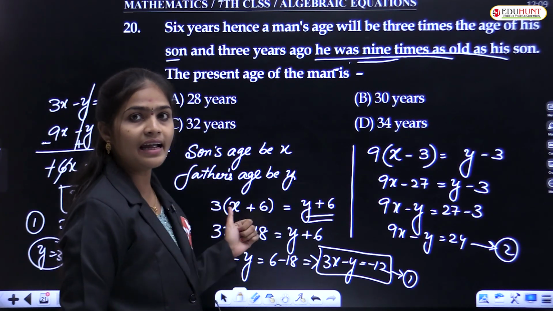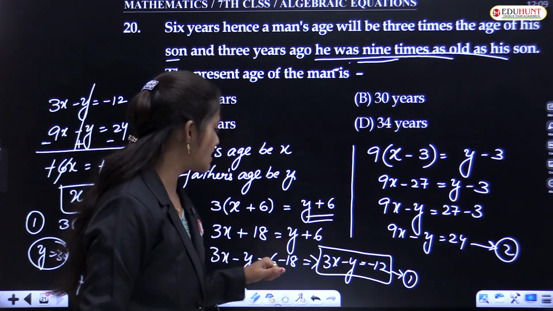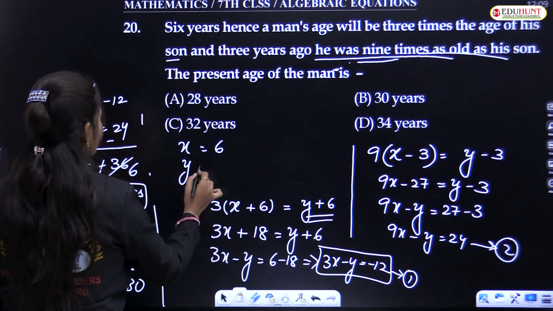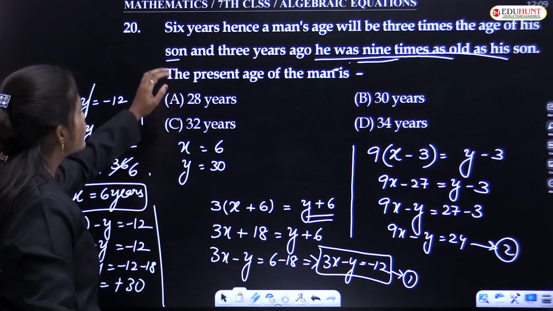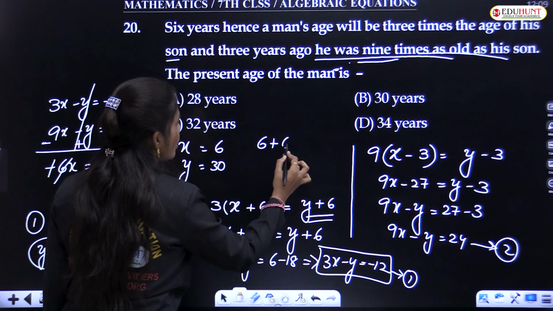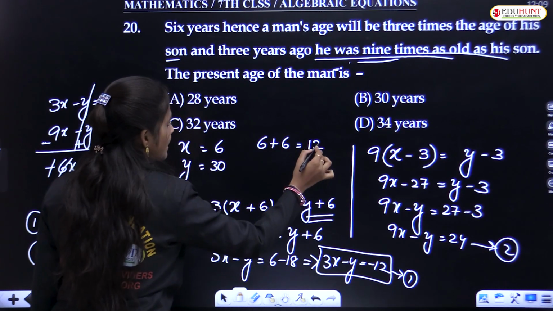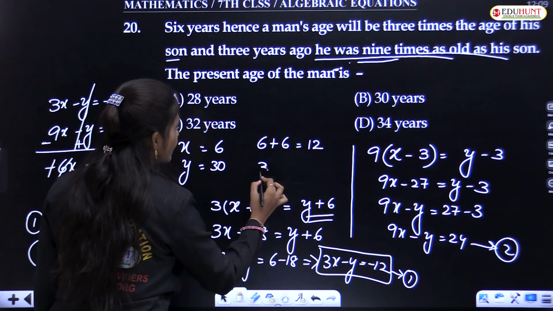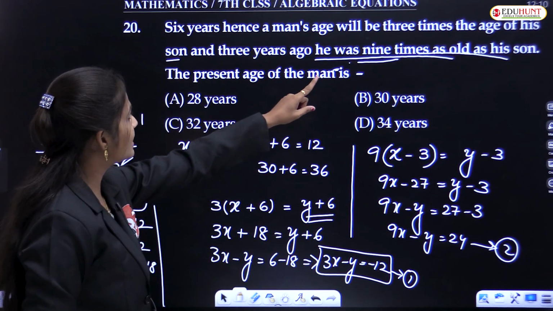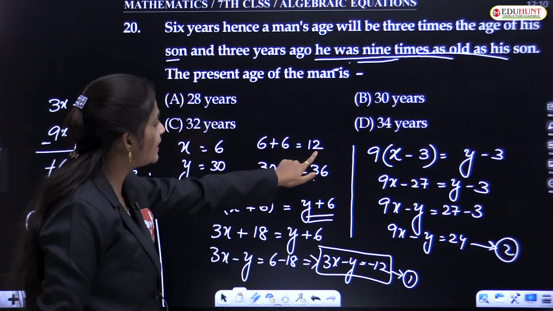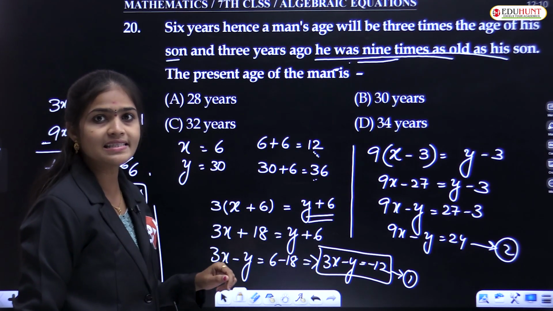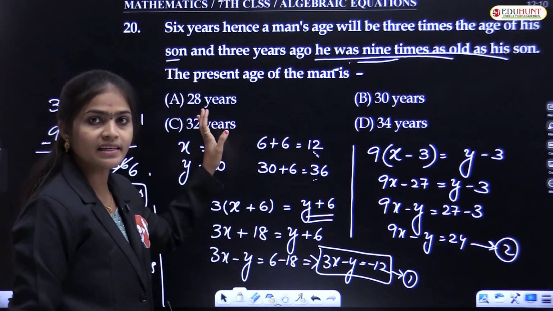So we got here 30 and 6. Are those two correct or not? Just see what they are saying. x equals 6 years and y equals 30 years. Once see that question, 6 years hence the man's age. 6 years hence means after 6 years the son's age is 12. After 6 years the father's age is 30 plus 6 equals 36. Okay, what is that condition? The man's age is 3 times his son's age. So 12 threes are 36. Satisfying or not? Satisfying.